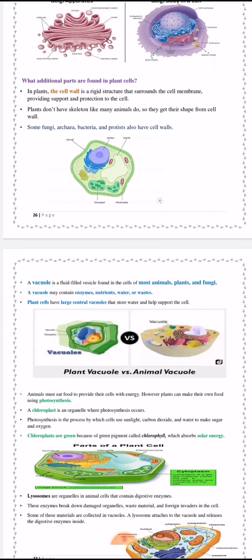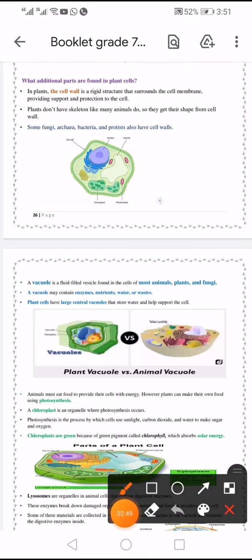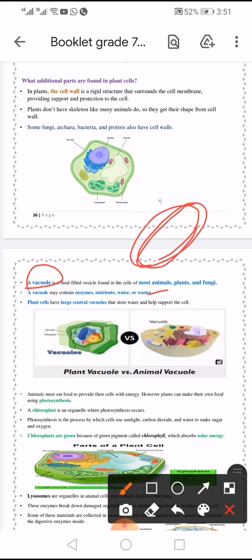Another structure present in plant cell, not in animal cell: vacuole. What is meant by vacuole? Vacuole is a fluid-filled vessel found in a cell. In most animals, plants, and fungi, vacuole may contain enzymes, nutrients, water, or wastes. So this vacuole contains what? Enzymes, nutrients, and water.